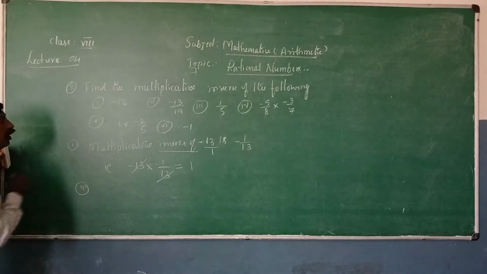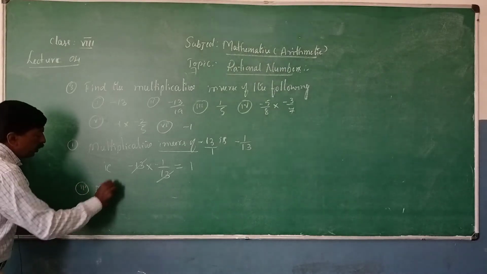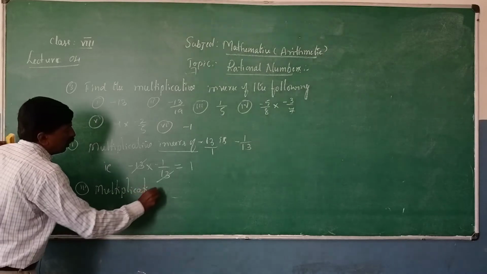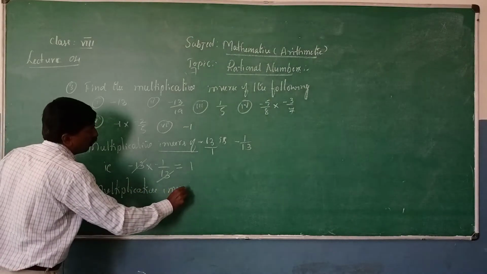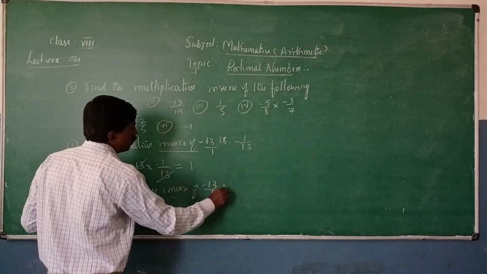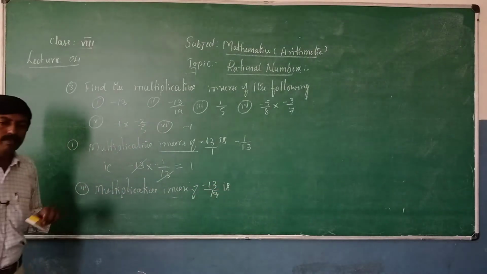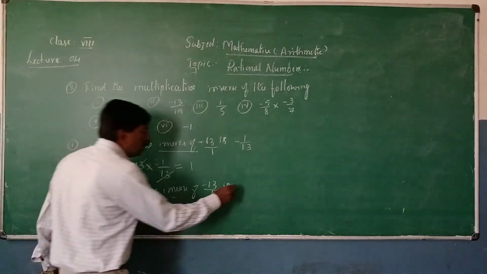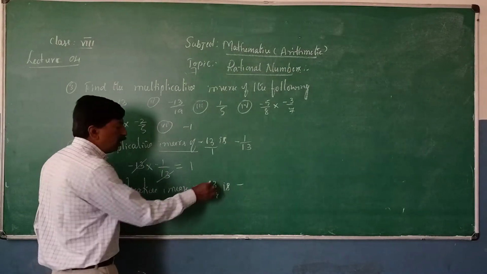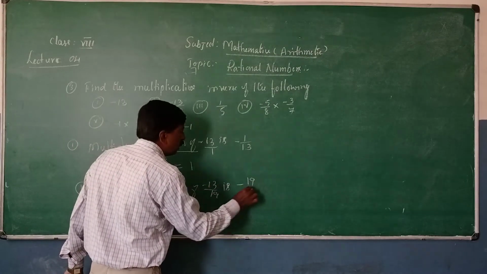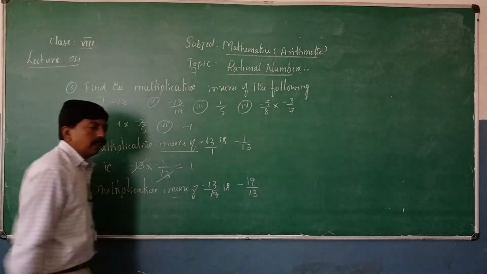In the same way, the multiplicative inverse of minus 13 by 19 is how much? Very easy, because it has a numerator and a denominator. Write the sign as it is. Interchange numerator to denominator and denominator to numerator, that is minus 19 by 13.